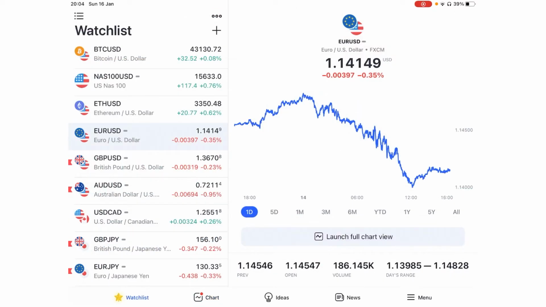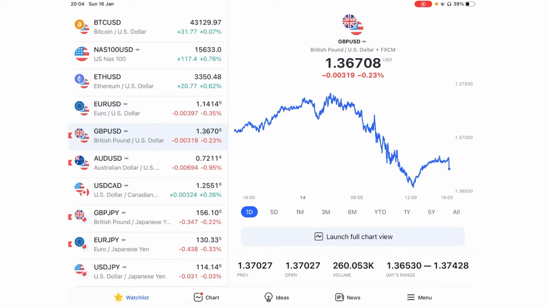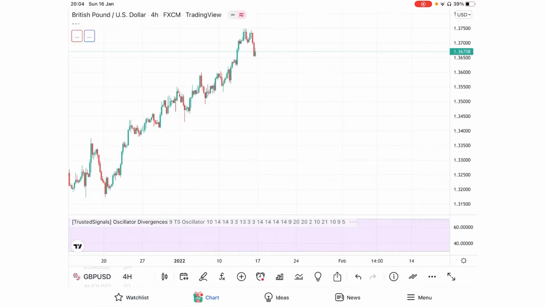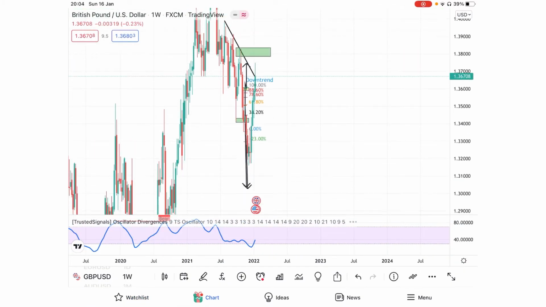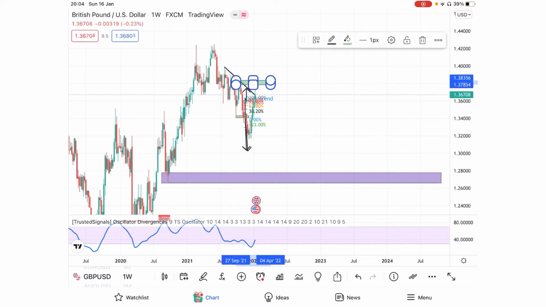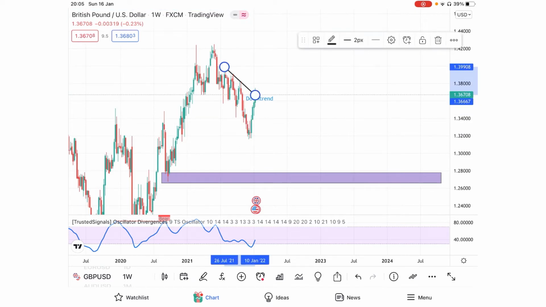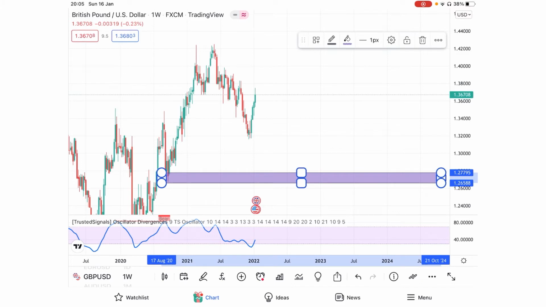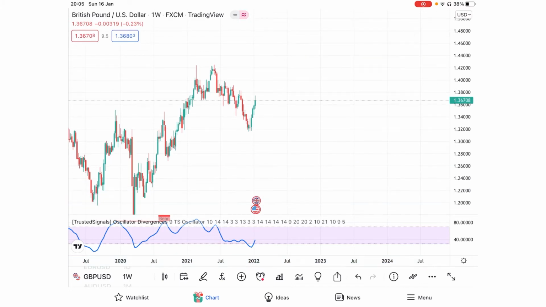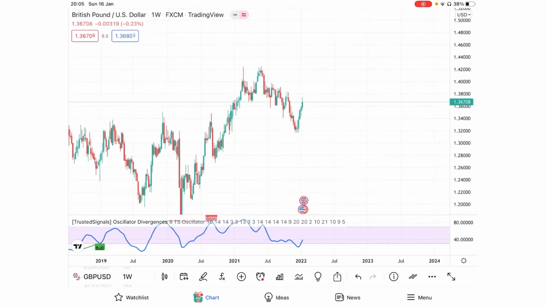What should we choose? Let's choose GBPUSD because I know a lot of you like to trade GBPUSD. I will go to the weekly time frame. Let me delete all this. Okay, this is some old stuff that I drew. Let me quickly delete it. Sorry for waiting, guys. Okay, so we are on the weekly time frame on GBPUSD.